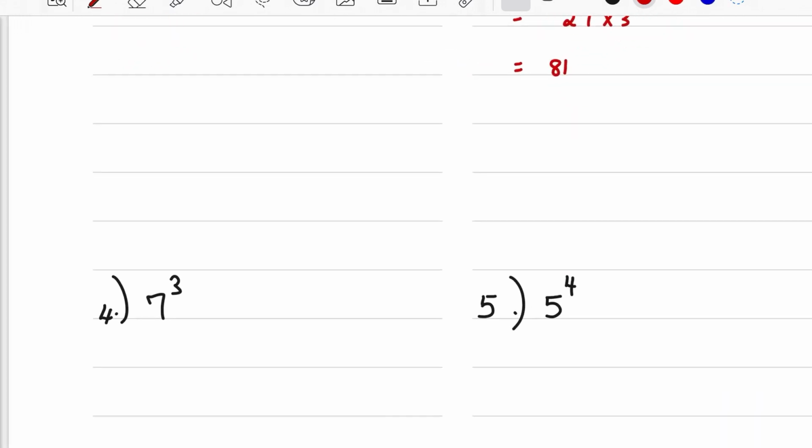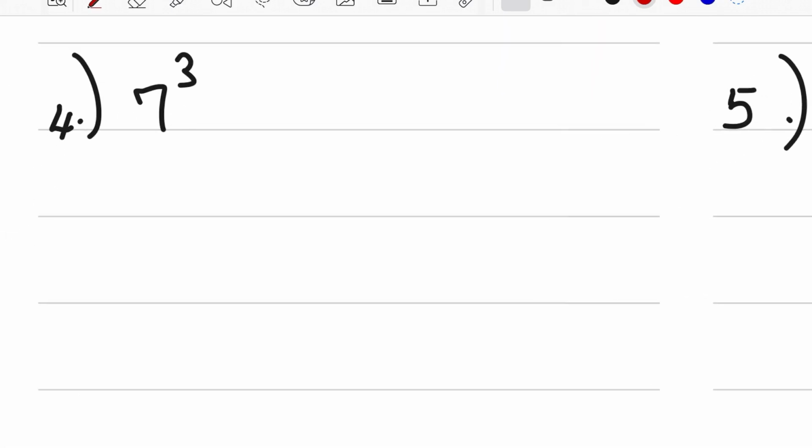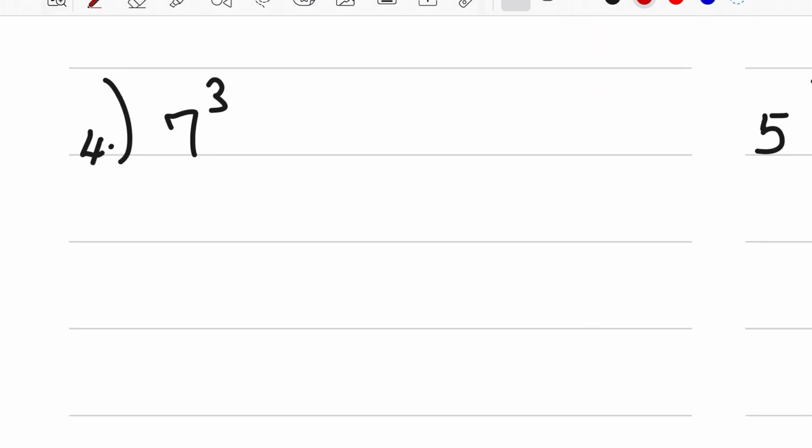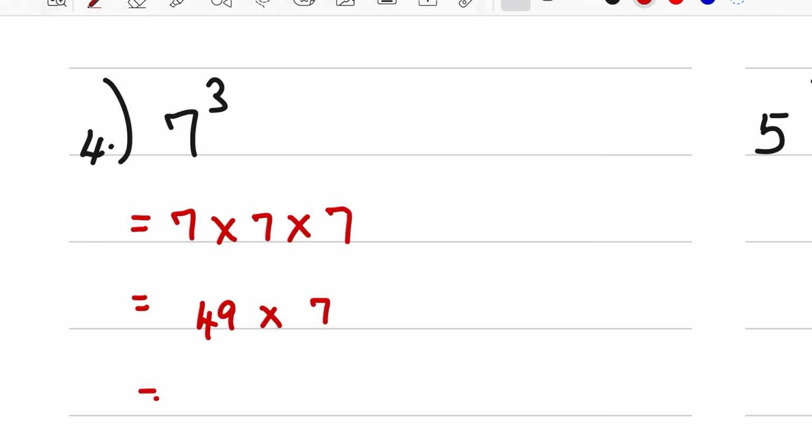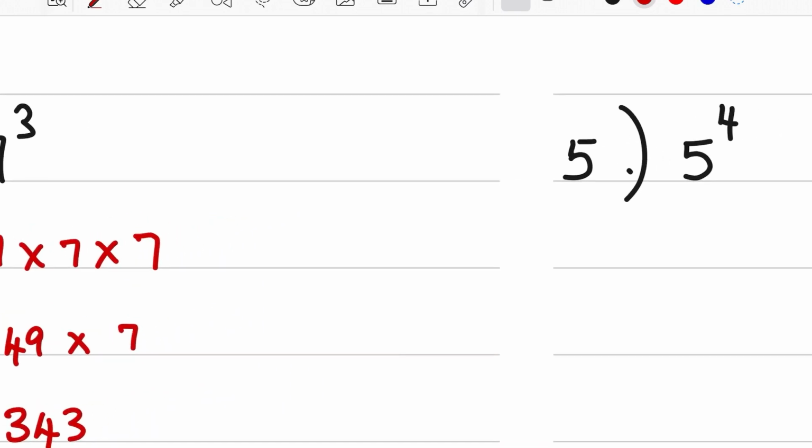On to question 4. We have 7 cubed now. That is 7 multiplied by 7 multiplied by 7. Multiplying from left to right, now we have 7 times 7 is 49. And 49 times 7 is 343. So this is our answer for question 4.